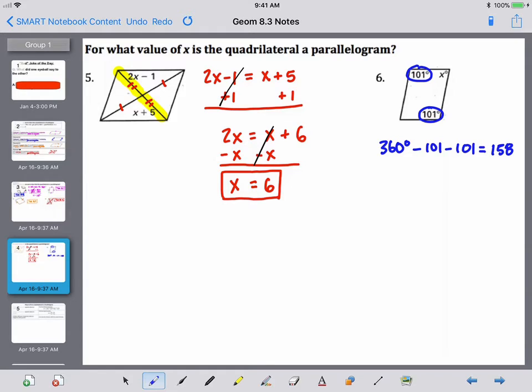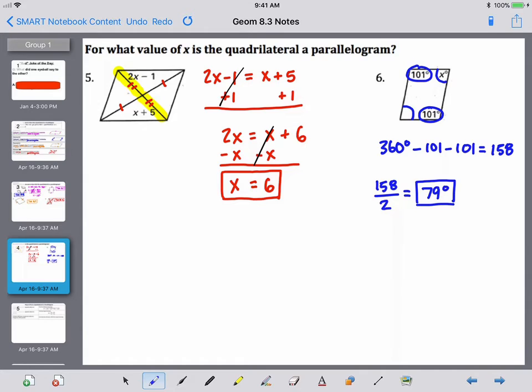So in order for this to be a parallelogram, I know this x has to equal this as well. So I've got 158 degrees left. That has to be cut in half, and each of those angles, including x, would have to be 79 degrees in order for this to be really a parallelogram.